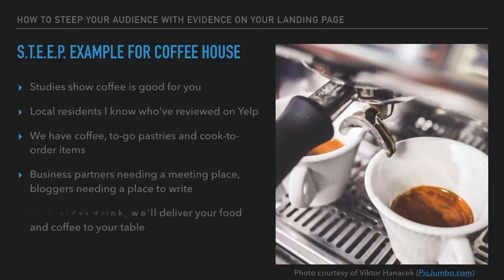And then last thing, the P stands for process. So explain how the process works. Come in, you order a drink. Explain how the food ordering works. We'll deliver your food and coffee to your table. Depending on your setup, that might be a different process. What would be great, though, is if you explain what the target audience can expect. So that's an example for a coffee house.